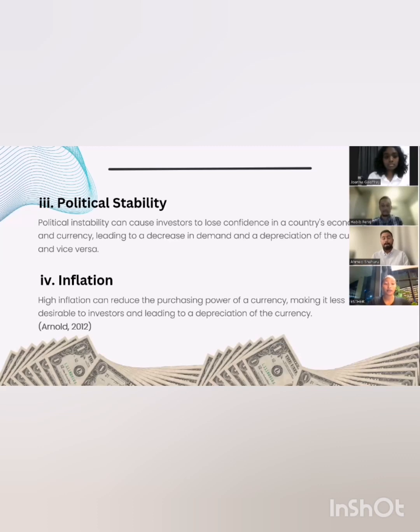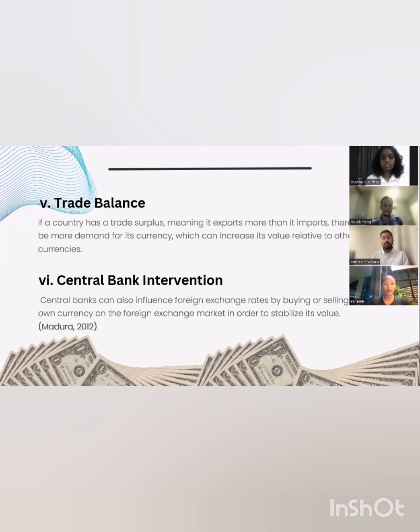Okay, moving forward to the fifth factor, which is trade balance. What is trade balance? Trade balance is based on the import and export of goods and services between countries, whereby this determines the country's current account. Mostly when the current account of a country is negative, that means they have more imports than exports, and vice versa. When it's positive, that means they have more exports than imports, and the current account of the country is better when it's positive.